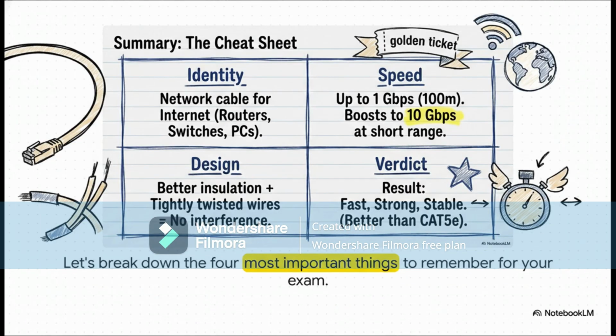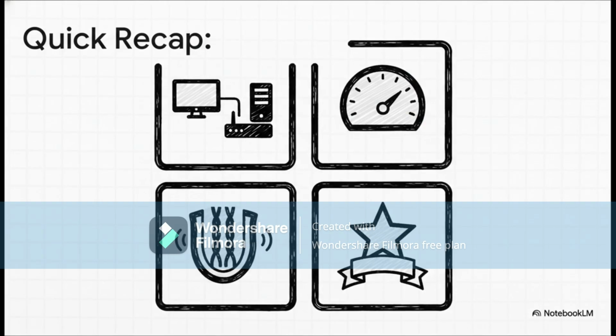This awesome graphic here breaks down everything into 4 super important areas. Let's just walk through them one last time to lock it in. Okay, quick recap. What is it? A network cable for the internet. Simple. How fast can it go?